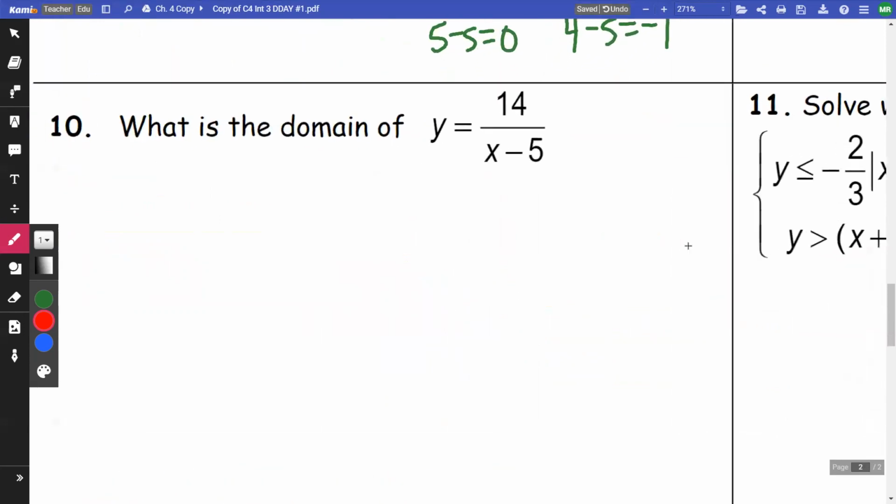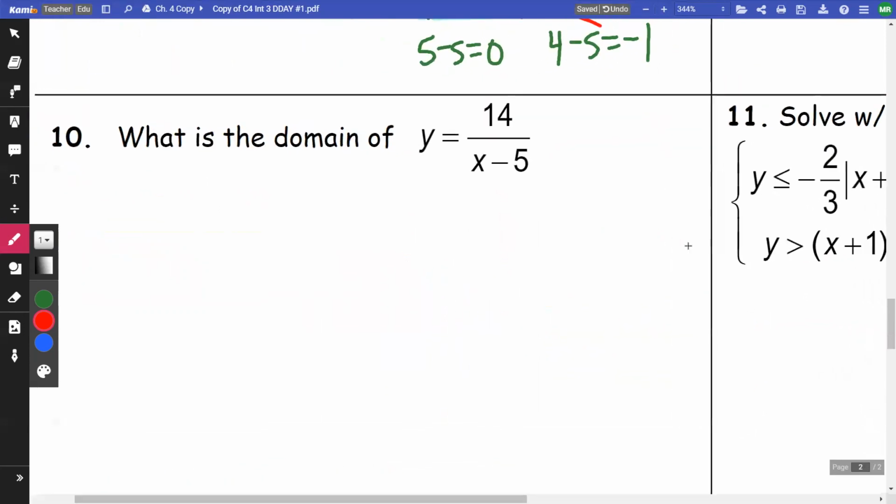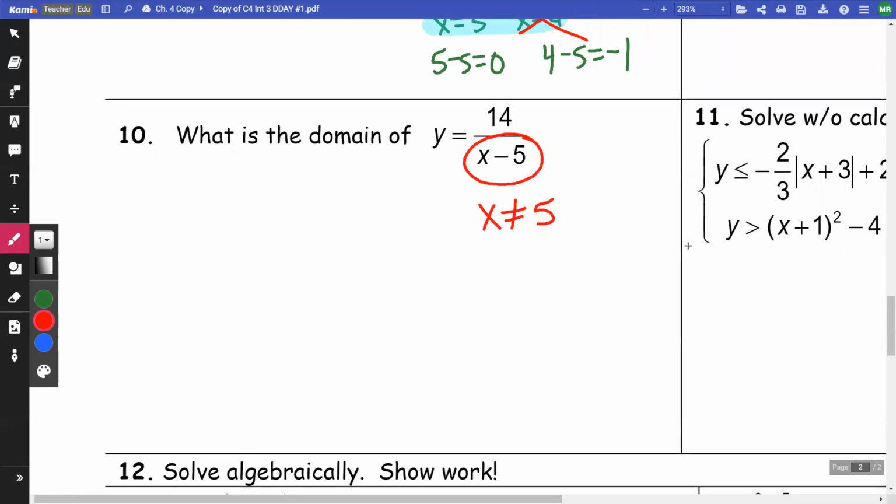On number 10, domain. Depending on what type of situation you have, if it's a square root, you want to make sure you don't have a negative underneath your square root. So you basically want to find your 0, and it's everything that would make it 0 or higher. In this case, if you have a denominator, you can't have your denominator 0. So what would make that 0? A positive 5.